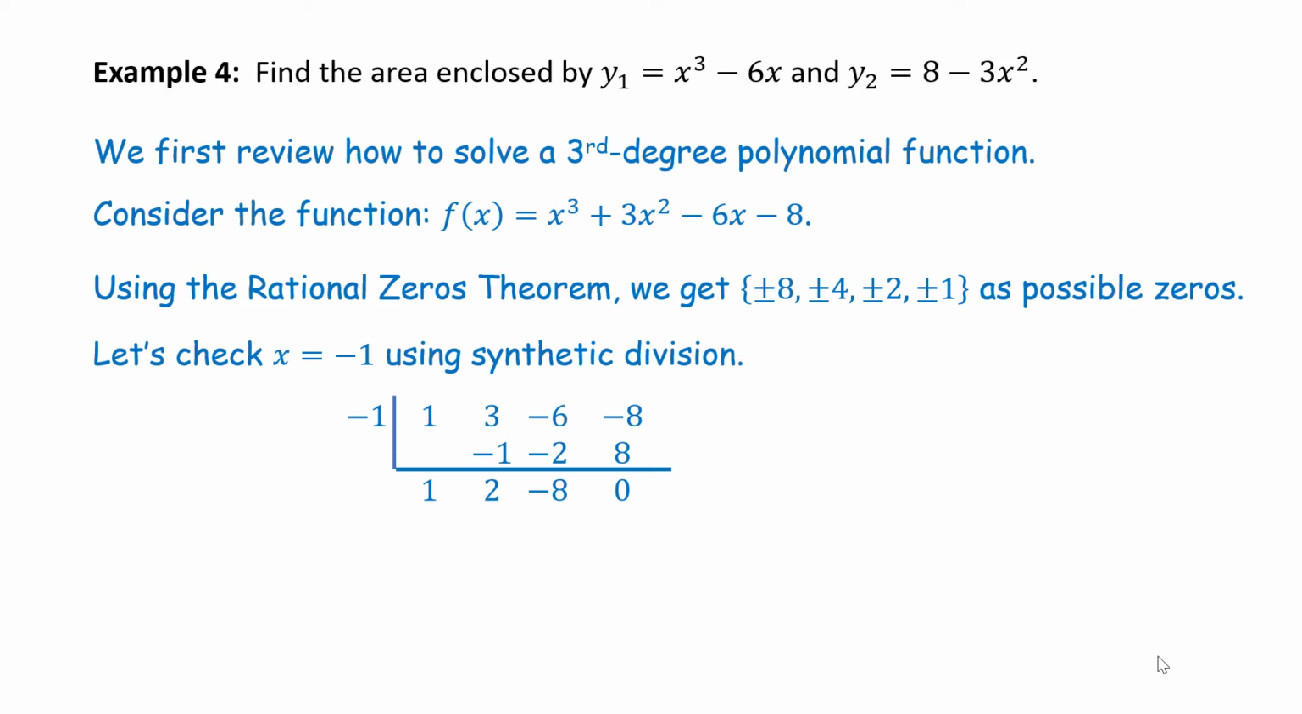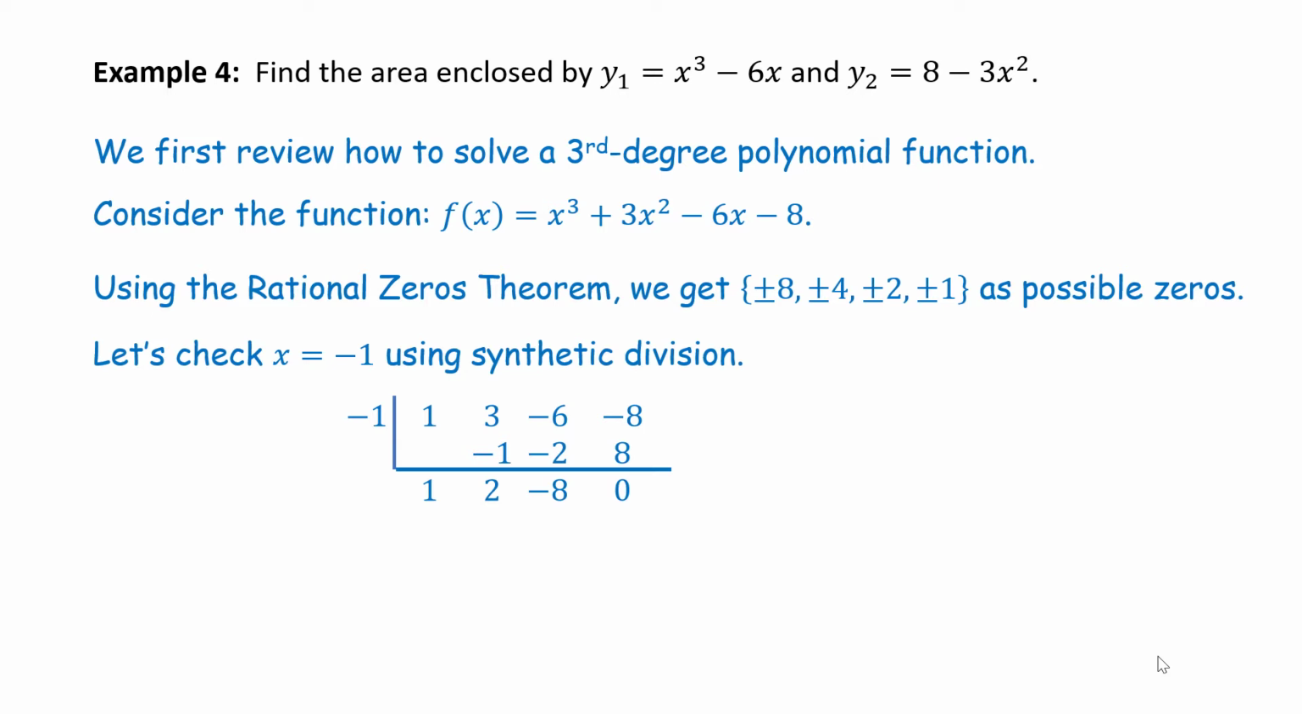For x cubed, the coefficient is 1. For 3x squared, the coefficient is 3. For negative 6x, the coefficient is negative 6. And for negative 8, we write negative 8. To do synthetic division, we start with the leading coefficient and add straight down. 1 plus nothing is 1.